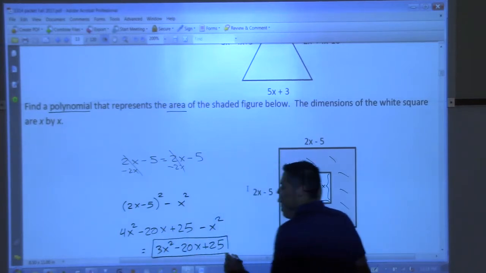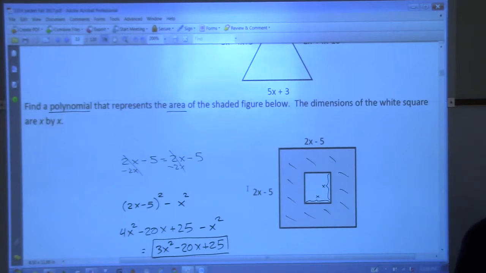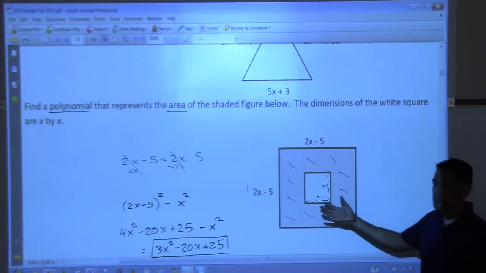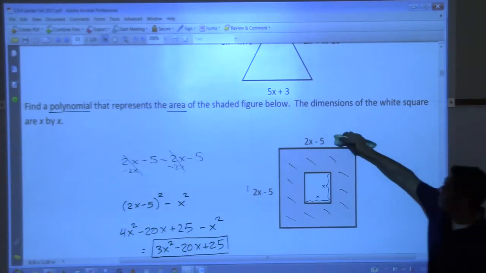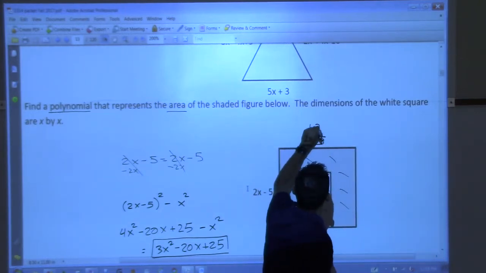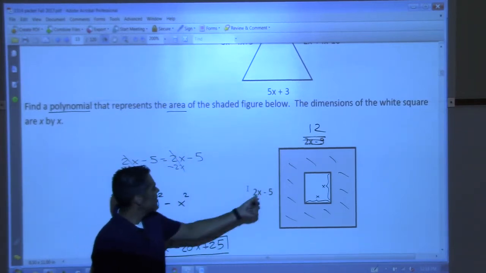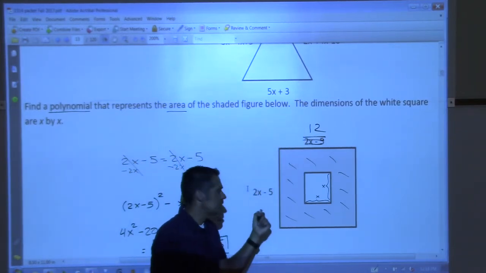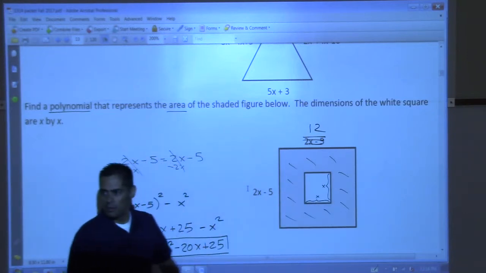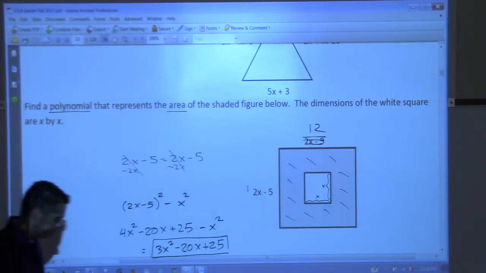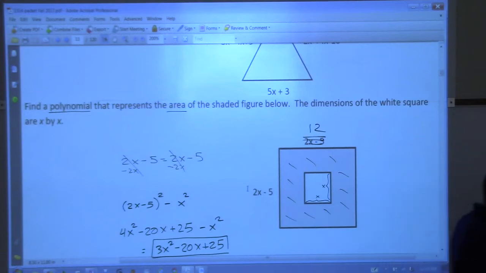See how your answer is a polynomial expression? We don't know what x is because x was never given to us. Now, had they given us 12 here, now we could go solve for x. Because then I could set this to this, and then I could solve for x, and then once I knew that, I could come in here. All right, we're moving on.